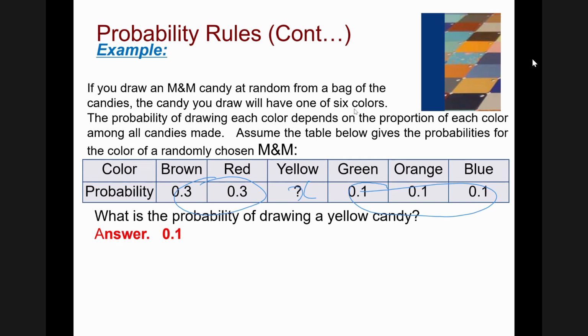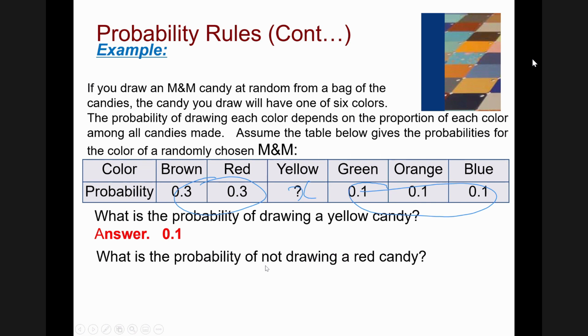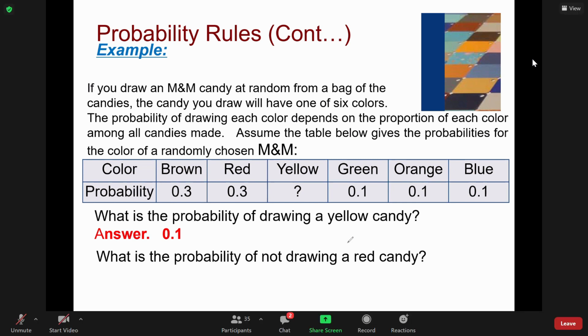Let's move to the next question. What is the probability of not drawing a red candy? So that I don't have a red candy. I don't care about the color, what matters is that it is not a red candy. Which one do I have to choose? Exactly. We have to remove. Then what does that mean in terms of probability? I have to evaluate.